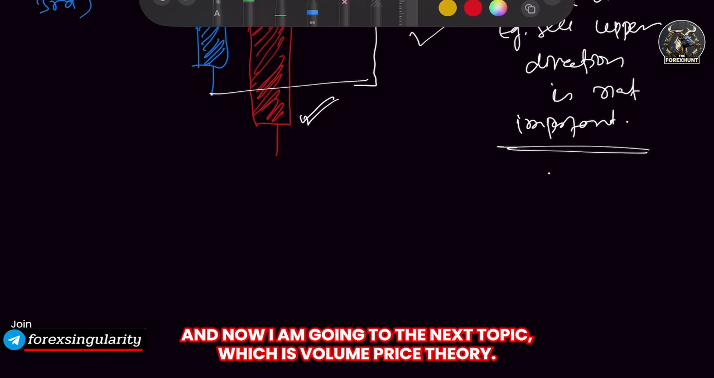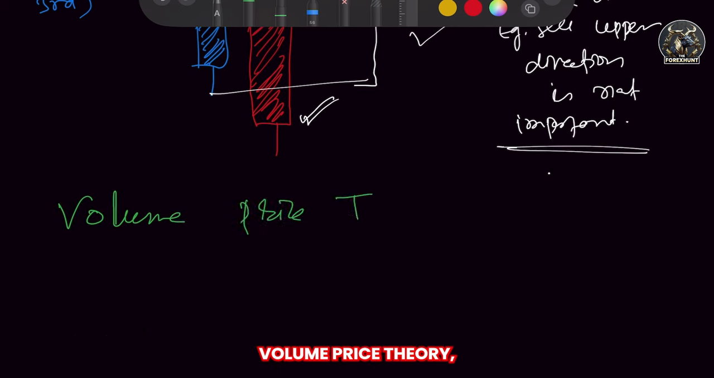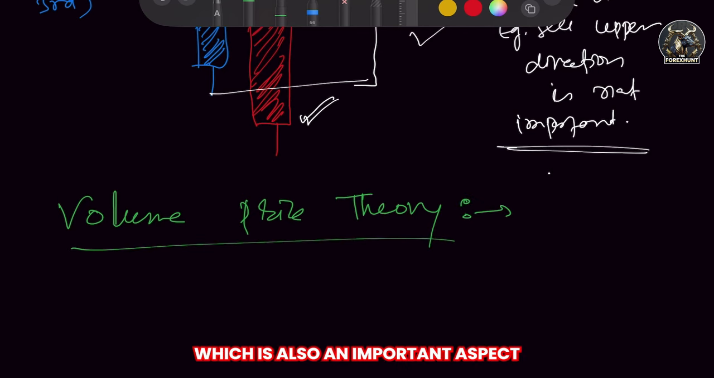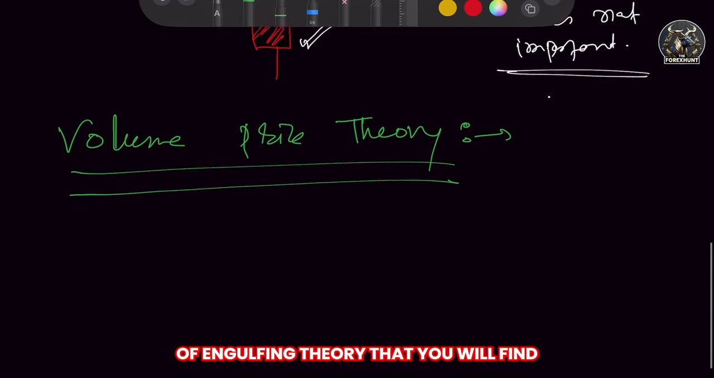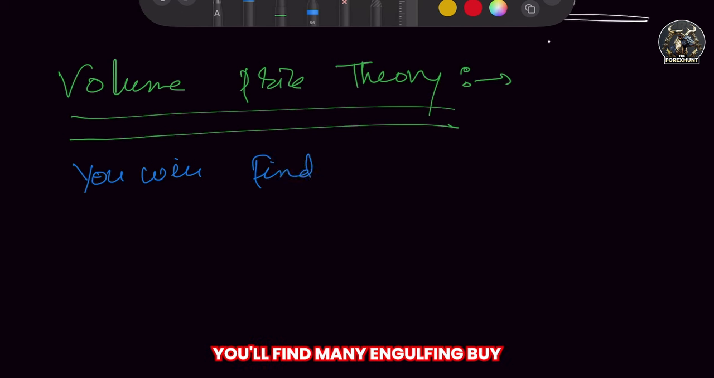which is volume price theory. Okay, I'm writing it here, volume price theory, which is also an important aspect of engulfing theory, because you will find many engulfing buy and engulfing sell. You will find many engulfing buy, EG buy and EG sell.